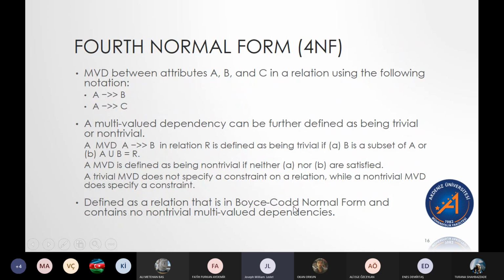in Boyce-Codd and contains no non-trivial multi-value dependencies. Right? So basically what I'm getting at is, I'm going to come back to this again. I'm going to say this again.